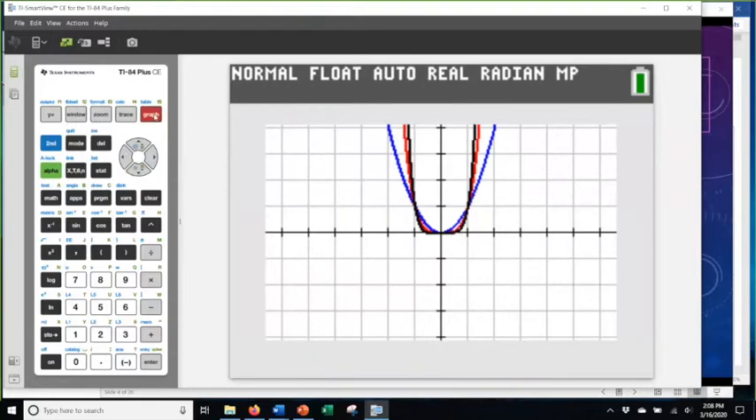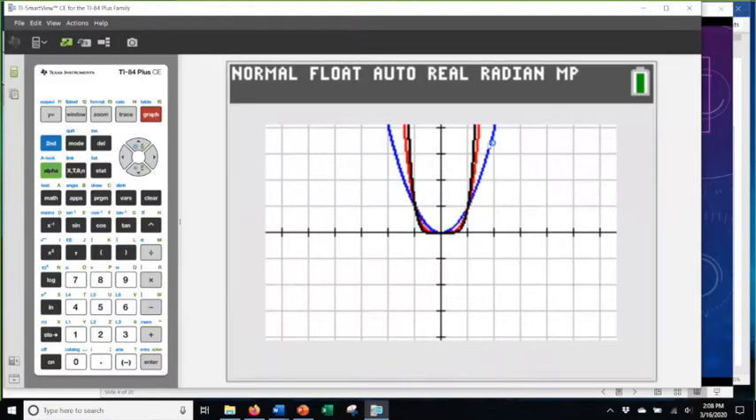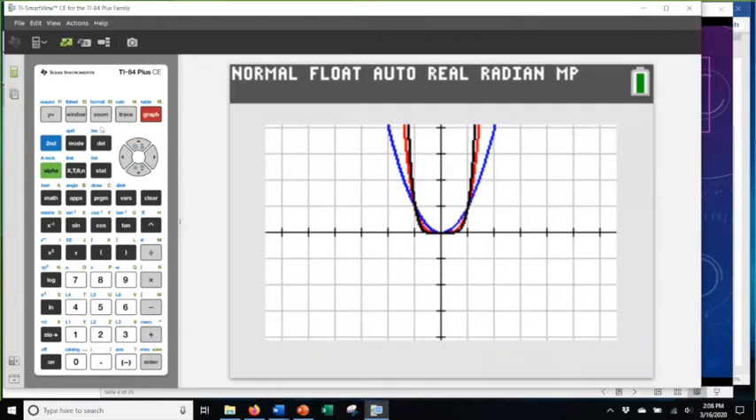You can see that as we go from blue to red to black, they become steeper over here, and students also notice that they become flatter over here. Students might notice that they have common points: (-1, 1), (1, 1), and (0, 0). And we can investigate what happens when we zoom in on the graph or look at the values numerically in a table.